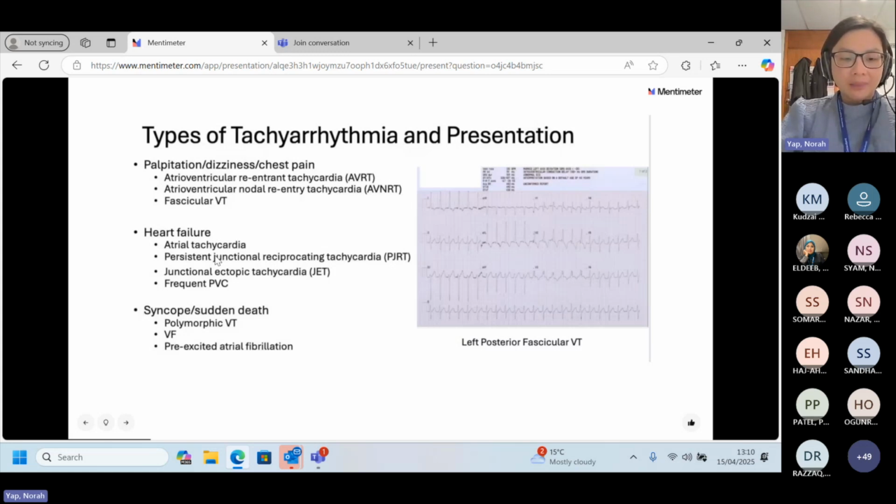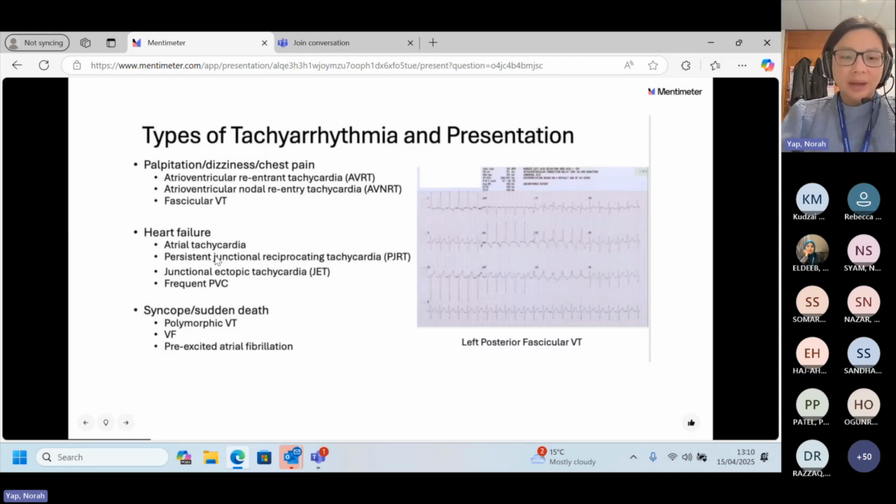And with regards to syncope and sudden death, obviously this will be a more malignant type of arrhythmia, like polymorphic VT, whether it's due to channelopathy, or due to scarring due to cardiomyopathy, and VF, obviously, the patient will be in cardiac arrest.